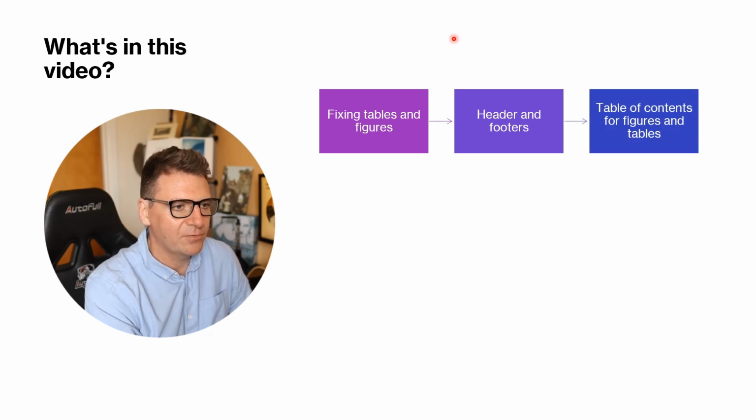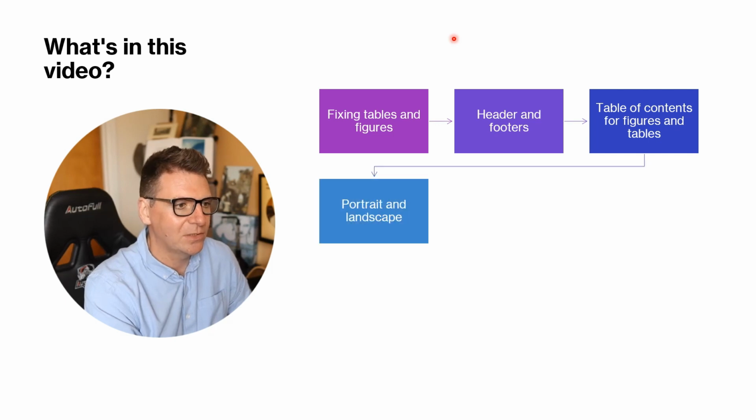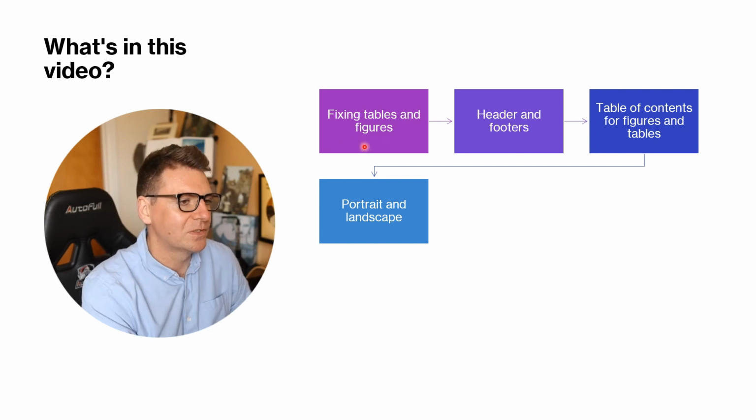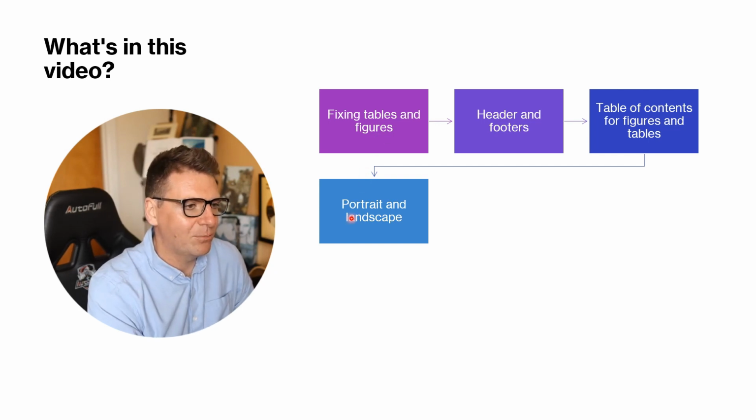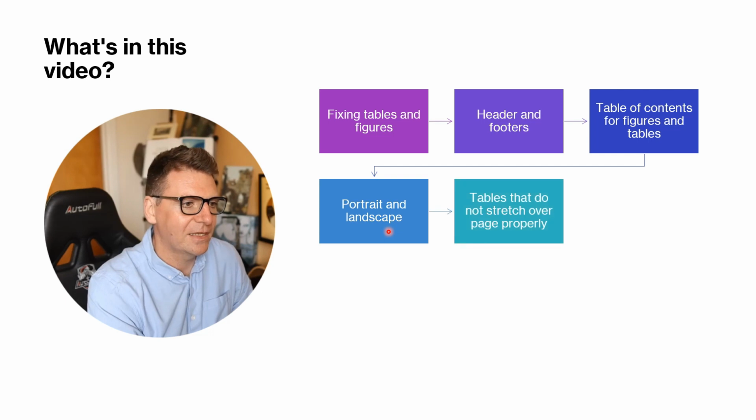Table of contents for figures and tables, obviously very important. I'm going to show you how to caption them, how to insert them into the table of contents, not the main table of contents, but their own separate ones. I'm going to show you how to navigate portrait and landscape. Obviously tables look better on a landscape page if they're big, and I'm going to show you how to continue the page numbering when that is the case. Tables that do not stretch over the page properly, a huge issue. I'm going to show you how to fix that very quickly.